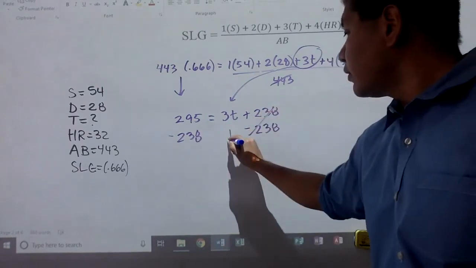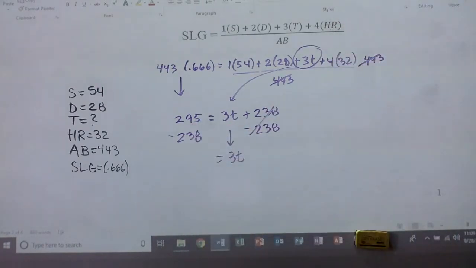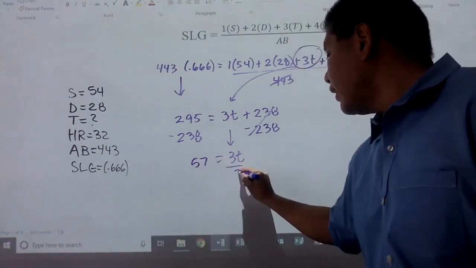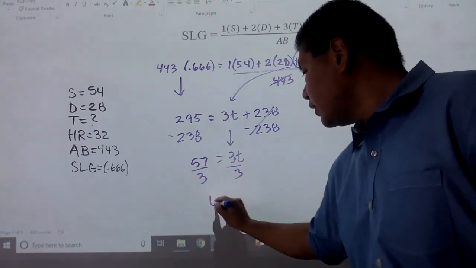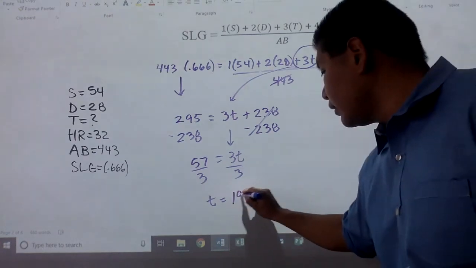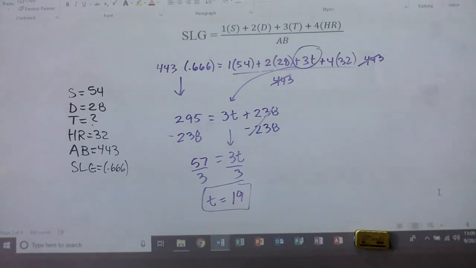This cancels. This comes down. On this side, 295 minus 238. Simple math, it's just subtracting. 57 divided by 3. T equals. So 57 divided by 3. Oh, that one's an easy one. 19.